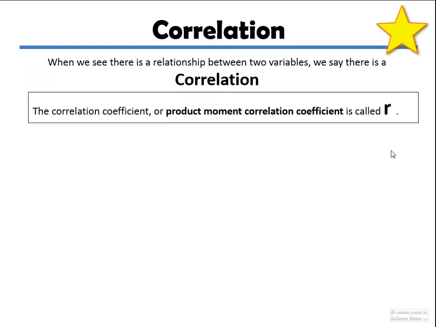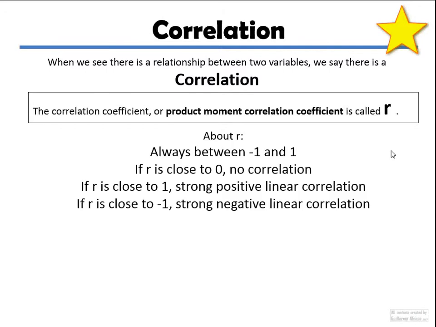So how is this relationship measured? We have a tool for that, and it's the product moment correlation coefficient, which is a very long, boring name, so I just recommend you use R. Now, this value of R is always going to be between -1 and 1. If R is close to 0, there is no correlation. If R is close to 1, you have to say strong positive linear correlation. If R is close to -1, you say strong negative linear correlation.